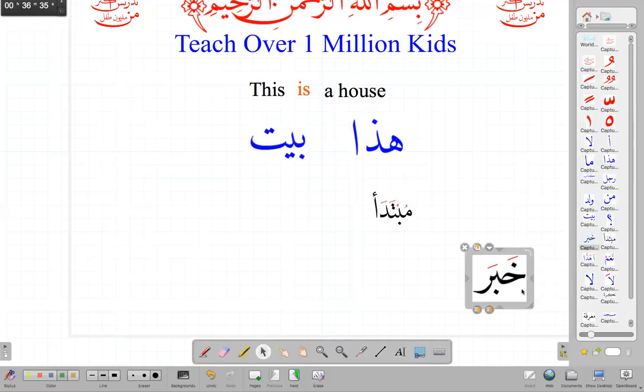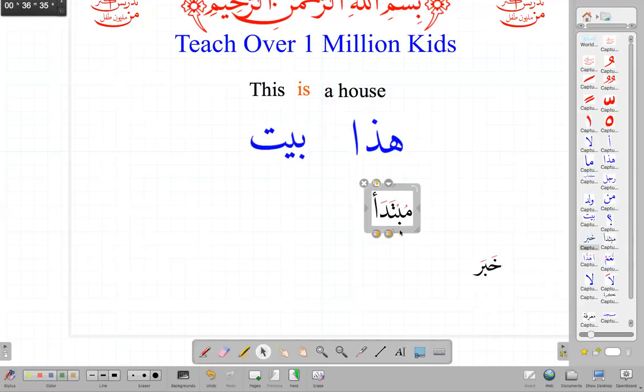Okay? We call this jumla ismiya. Jumla ismiya starts with al mubtada. We will see more of this in future, inshallah. What is mubtada? Mubtada is a noun that we start the sentence with. And baytun is called khabar. It gives us the information.